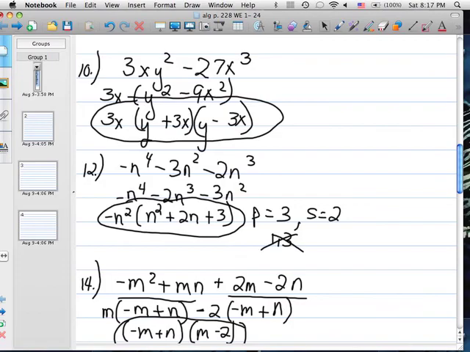We'd like to keep the quadratic term positive, so we're going to pull out a negative sign as well as the greatest common factor, n squared. So that leaves us n squared to get back to negative n to the fourth, plus 2n plus 3.